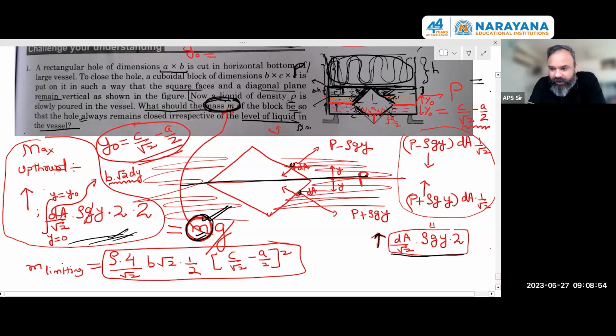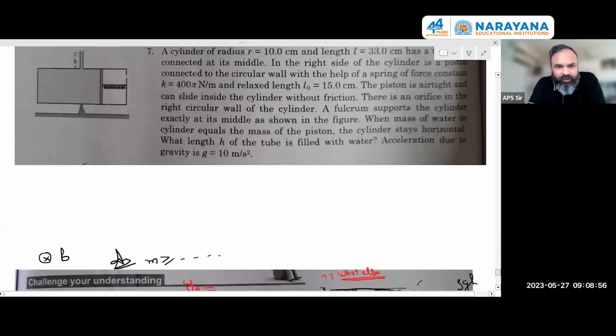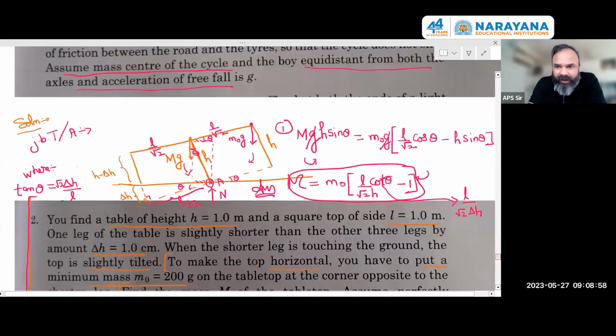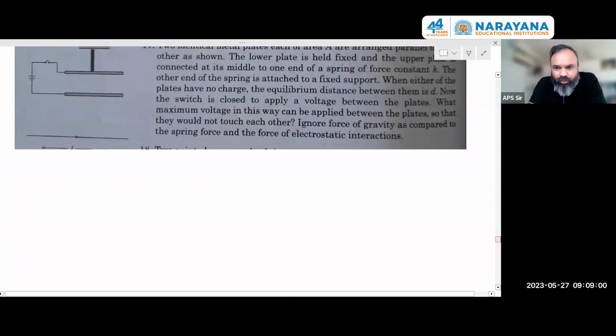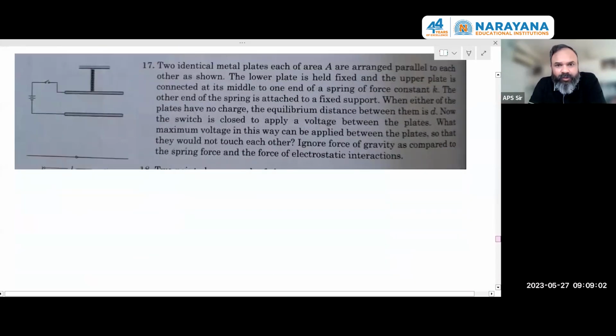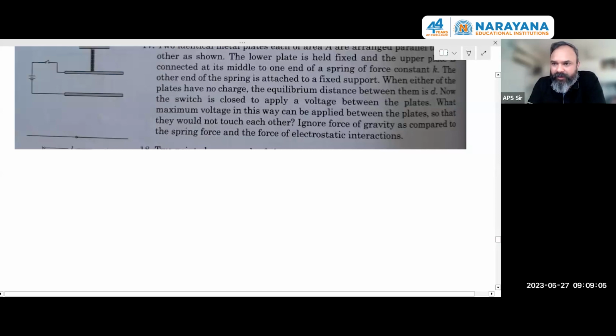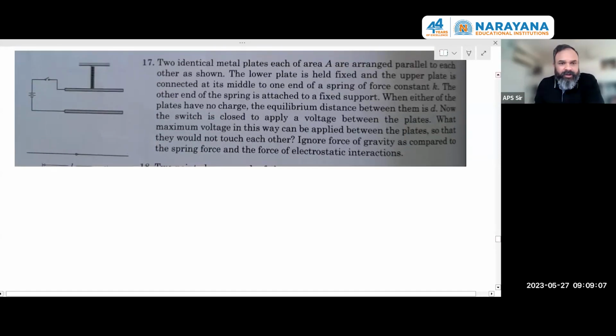Okay. Let me take one problem now just to engage you in mechanics and electro both. This is a nice question where a lot of good ideas are used. Seems very simple. Let's read the problem. The problem was like two identical metallic plates, area A each. There is a spring having spring constant K. The lower plate is fixed.